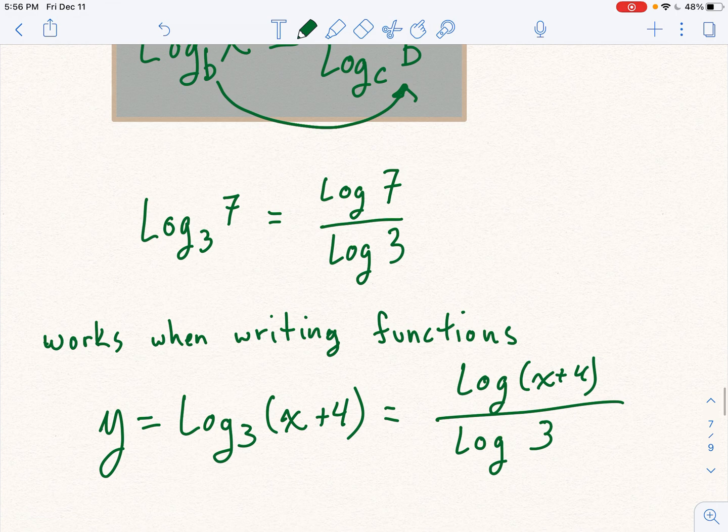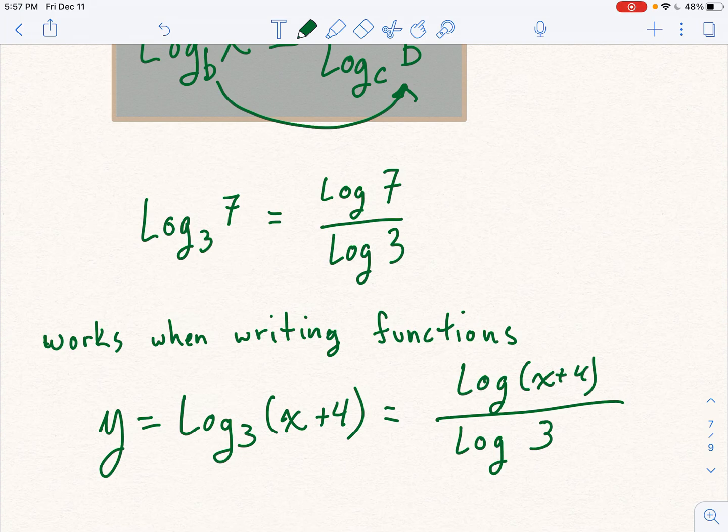So let's say you had to graph or write the equation y equals log base 3 of x plus 4. Well, if your calculator or your graphing machine didn't like log base 3, you can still write this using the change of base rule. You would just write y equals log of x plus 4 divided by log of 3.